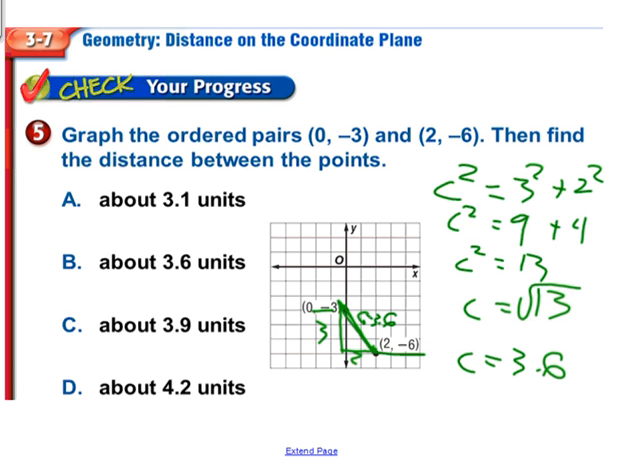All right. 3.6 looks like it's answer B.